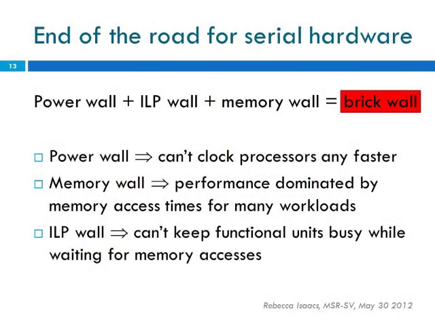So this phrase "power wall plus ILP wall plus memory wall equals brick wall," I think comes from a report by Berkeley by Dave Patterson and other people. So to summarize, we can't make processors faster. Performance is dominated by the time to access memory, and while accessing that memory, the stalling of ILP improvements means that the processors can't keep busy while waiting. So as a consequence, we're moving to multicore. The improvements in speed that everybody expects are coming from having multiple cores.